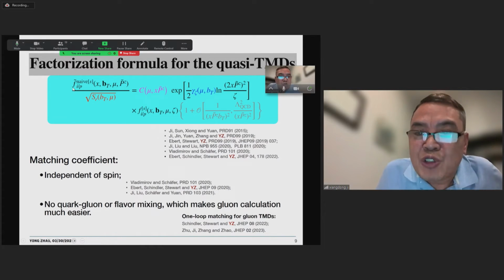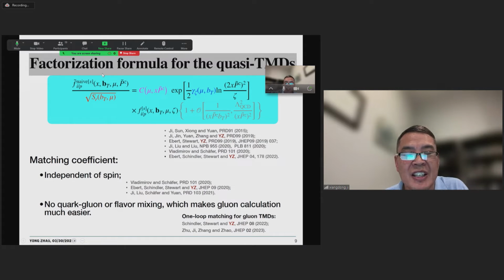And so one can construct the quasi-TMDs. By the way, these slides are from Yong Zhao from Argonne National Lab, and it has a comprehensive list of references. So here you can construct the quasi-TMDs and try to expand in the large momentum limit. It is related to the experimentally measurable TMD PDFs. And then you have a perturbatively calculable coefficient function, which is C. And then gamma here is a quantity called the Collins-Soper evolution kernel, and it's non-perturbative.